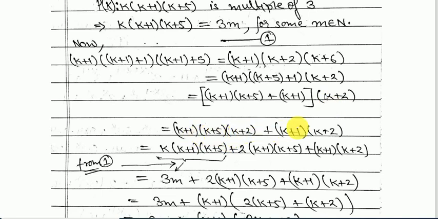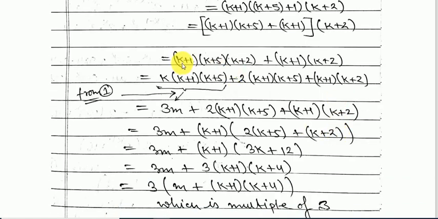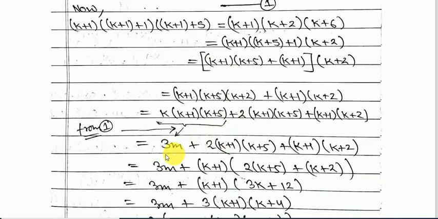And this k plus 1 will multiply with this k plus 2. So here I got k plus 1 into k plus 2. In the next step, this k plus 1 into k plus 5 can multiply to k. Then I can get k into k plus 1 into k plus 5, and then it will multiply with 2 also, so you get plus 2 times k plus 1, k plus 5, plus this k plus 1 into k plus 2. Done. Now for this k into k plus 1 into k plus 5, I can write 3m from this one. Done.